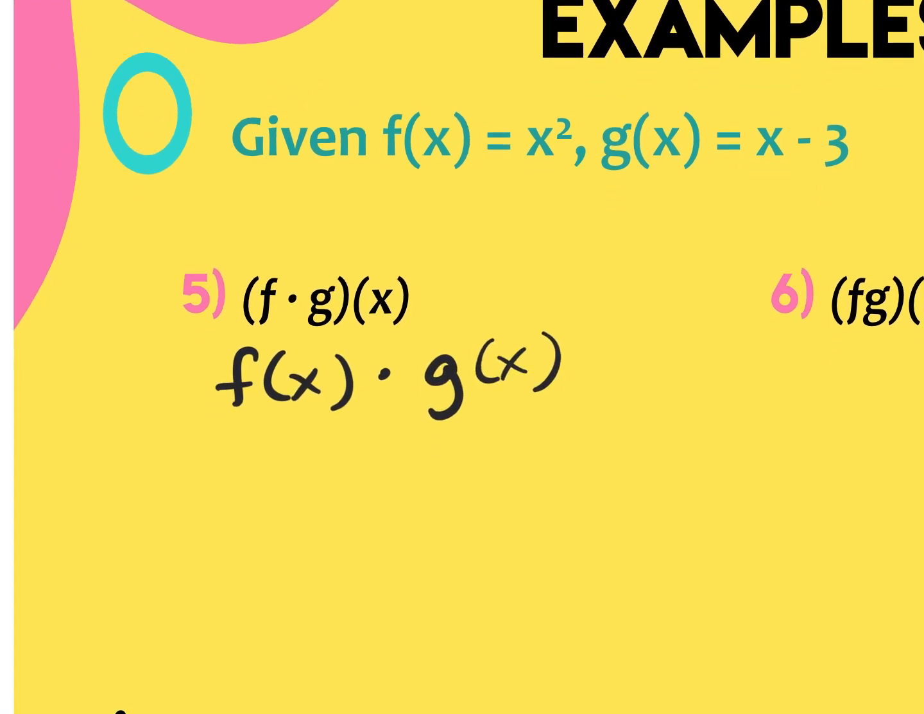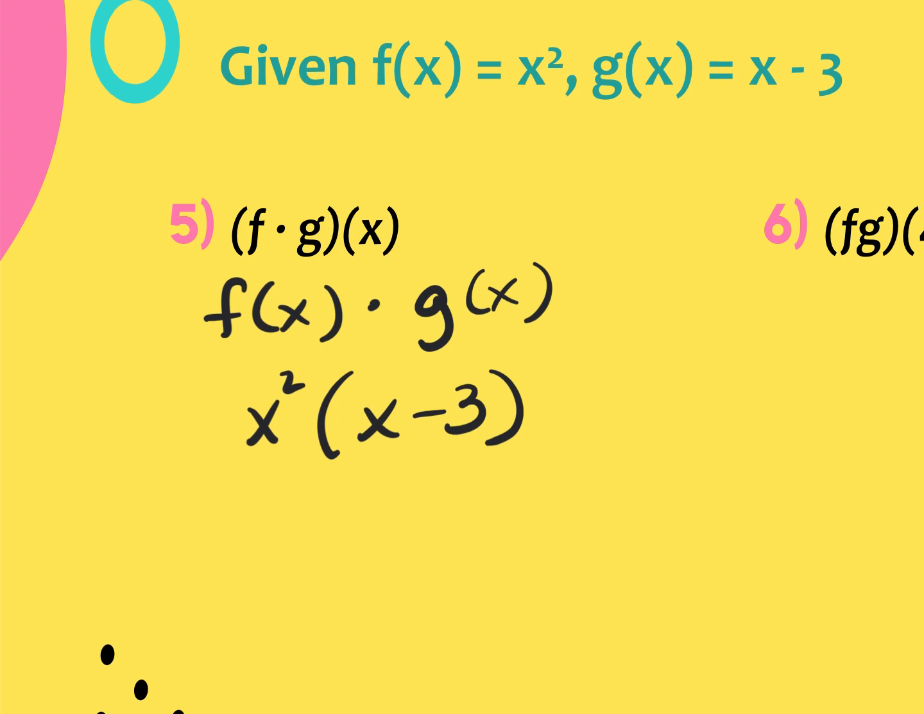So I'll go ahead and write in my f of x function, which is x squared. And then my g of x function is the x minus 3. And now I have to distribute. I'm going to distribute the x squared to the x, which gives me x cubed. And then x squared times the 3, or the negative 3, gives me negative 3x squared. So this would be multiplying the f of x function with the g of x function.